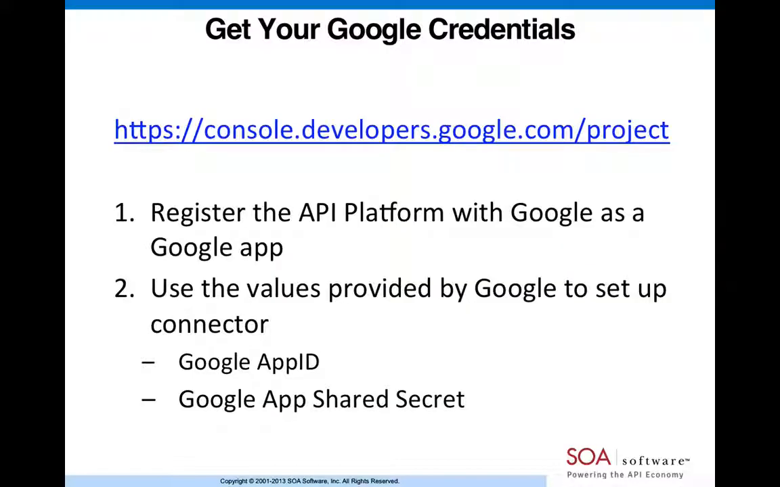But before we begin, you need to get your Google credentials. I've provided the URL below so that you can log in and get your Google credentials. Basically, you register the API platform as a Google app. Use the values provided by Google to set up the connector. You're going to need a Google App ID and the Google App Shared Secret.